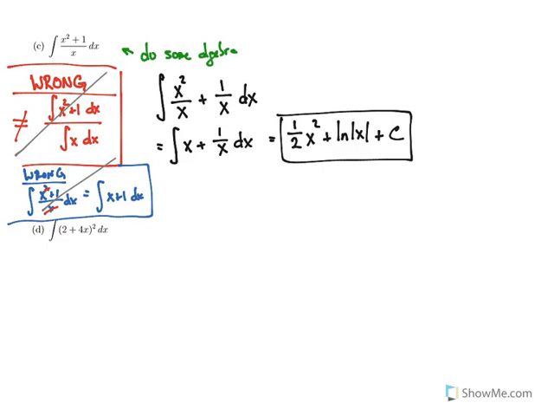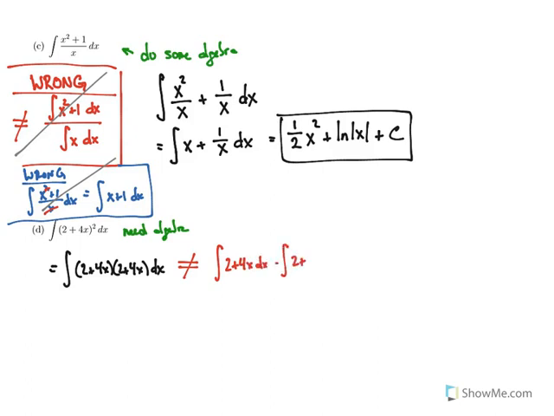All right, integral of 2 plus 4x squared. Again, we need some algebra here before we can kind of use our rules. We can write this as 2 plus 4x times 2 plus 4x. Note that this is not the same thing as the integral of 2 plus 4x times the integral of 2 plus 4x. Right? You cannot do stuff like that. You cannot bring an integral over multiplication. And just to make sure you're not even tempted to look at that too much, let's erase it.